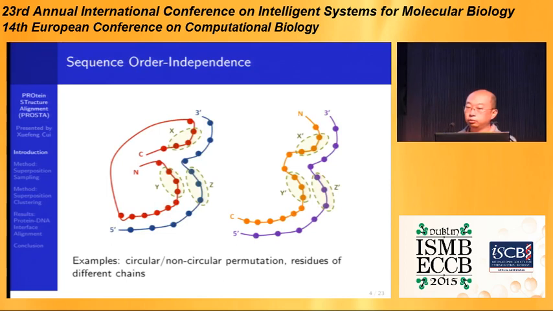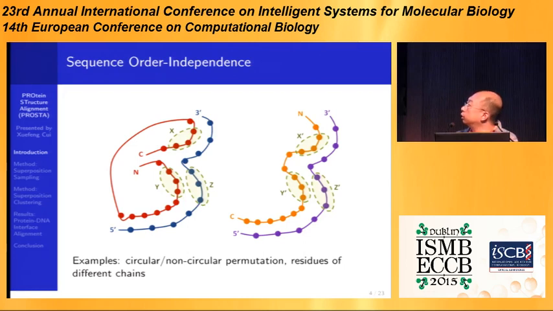Let's take a look at these two interfaces as an example. You can see that the X, Y, Z interacting with each other are quite similar to the X prime, Y prime, Z prime interacting with each other. And if we connect the C and N terminal, we can find 2 circles which are quite similar. This is called the circular permutation. But if we disconnect them, we can see that on the left side, the X is in front of Y in the sequence. But on the right side, Y prime is in front of the X prime in the sequence order. So this is why sequence order is very important, because it's not always conserved in similar interfaces.